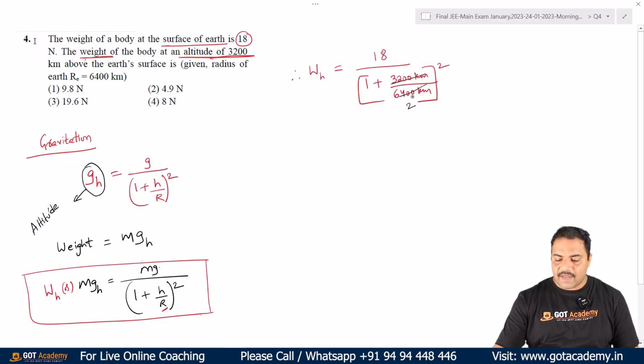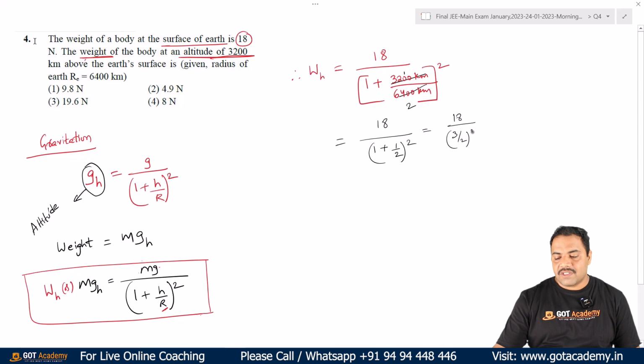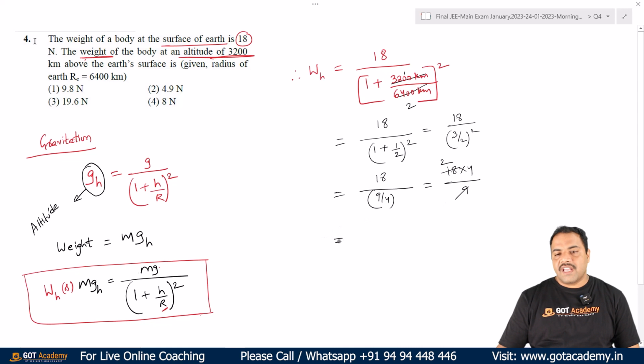This by this is 2 times. So here 18 by (1 plus 1 by 2) whole square. This is what I get. So still it can be written as 18 by (3 by 2) whole square, so I could write it as 18 by 9 by 4. Now 4 goes up, so 18 into 4 by 9. So 9 2s are 18, so the remaining answer is 2 into 4, that is 8. So W_h is 8.